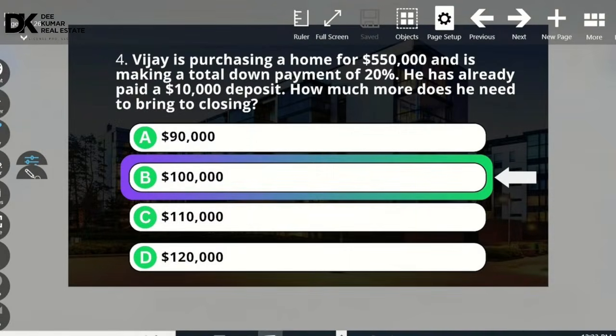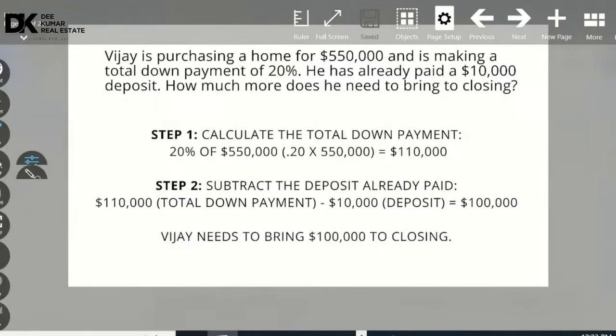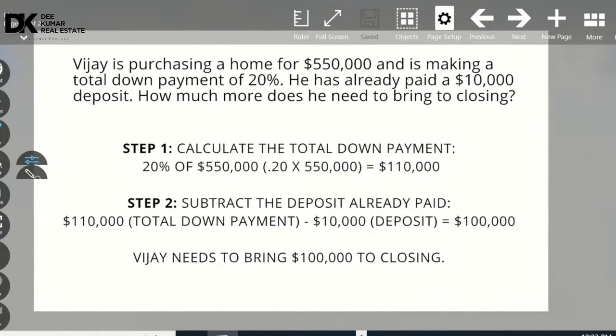And the answer is $100,000, letter B. So my boy VJ's got to bring in an extra $100,000 to bring to closing. He's already made a deposit of $10,000. For those that need a little bit of help looking at the math, let's take a look. Here's a quick breakdown of it. So again, he's purchasing a home for $550,000 and is making a total down payment of 20%.